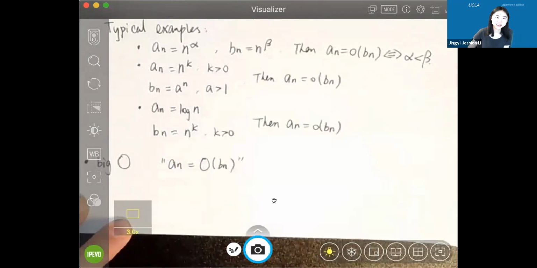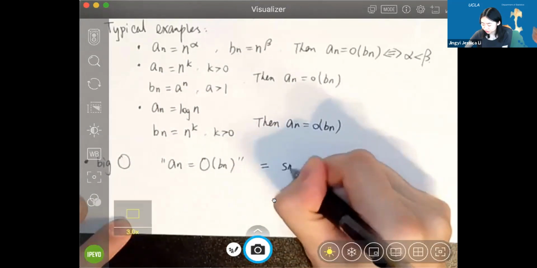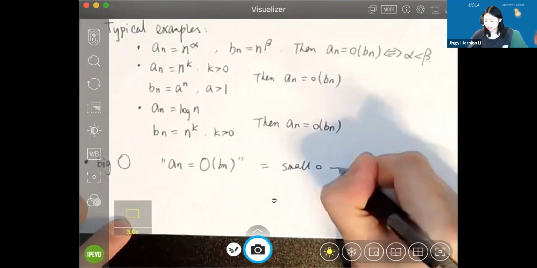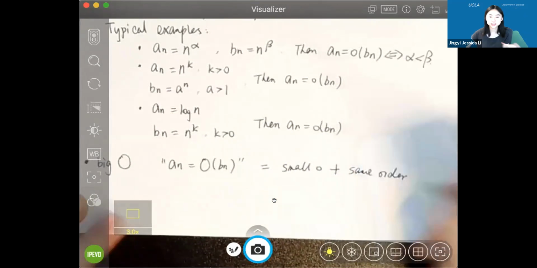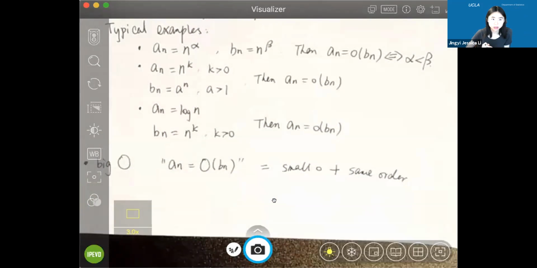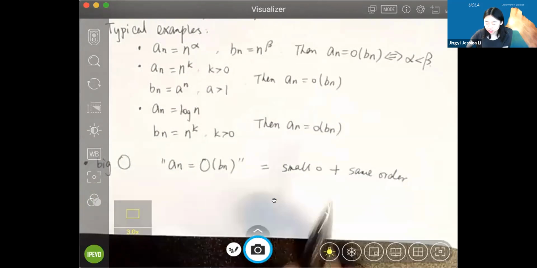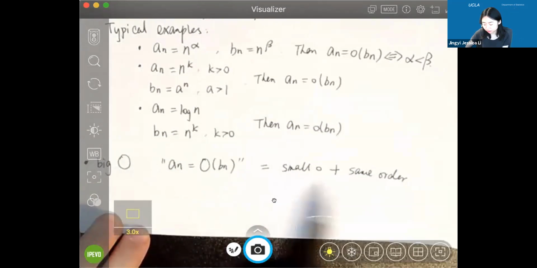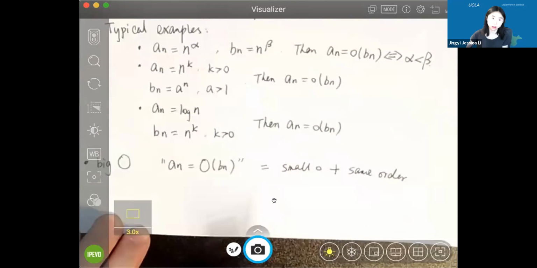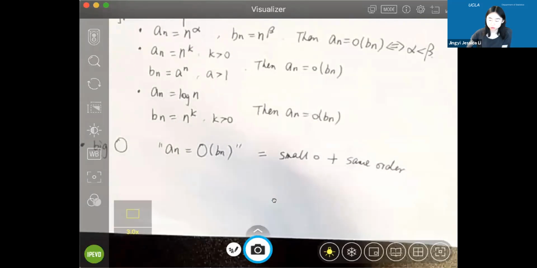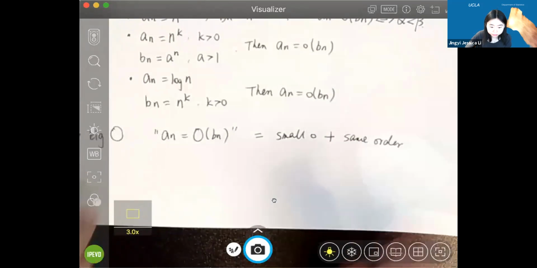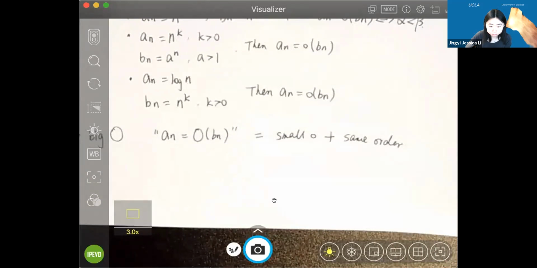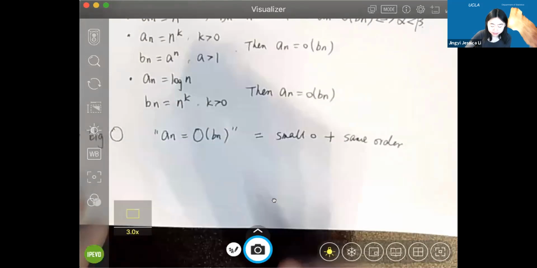So you can think about it as a combination. I'll just say it's a small o and same order. So you can think about it just as a union of those two relationships. So no matter whether the relationship is small o or is the same order, we can call them big O. Okay, so basically when we write this thing, we can actually say that, so basically, let me just say it.